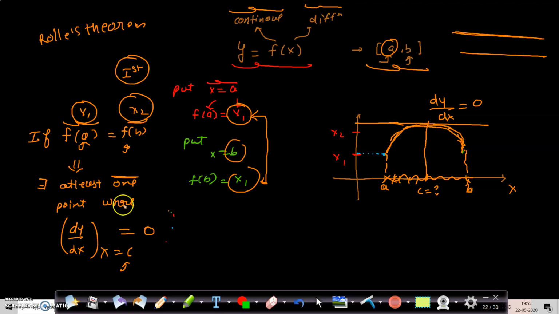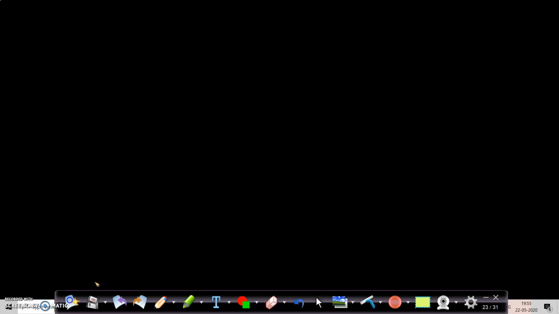How can you understand? Just give me a second. I will take a problem to explain this part. So here you can understand. Suppose this is your given function: x square minus 5x plus 6. Suppose this is the given function. It is defined on the interval 2 to 3. Just try to understand, it is defined on 2 and 3.